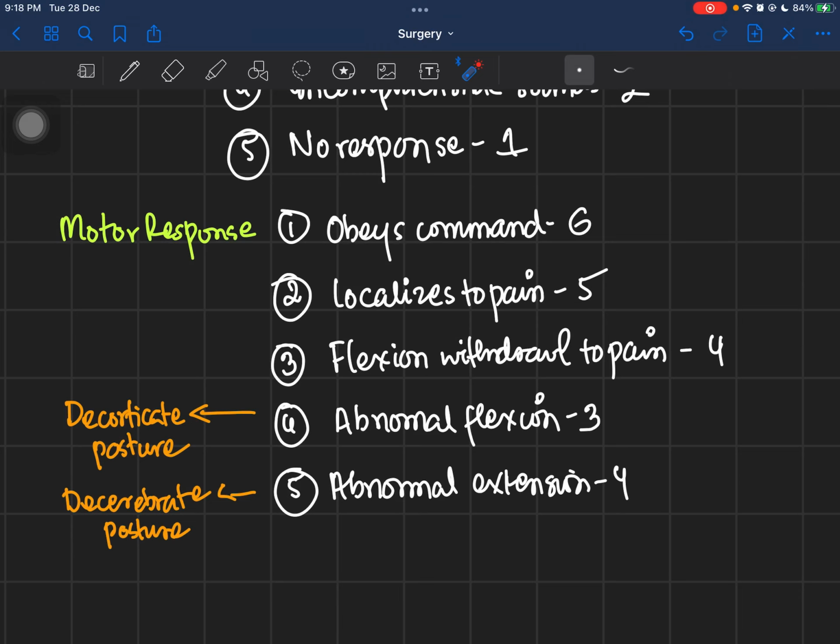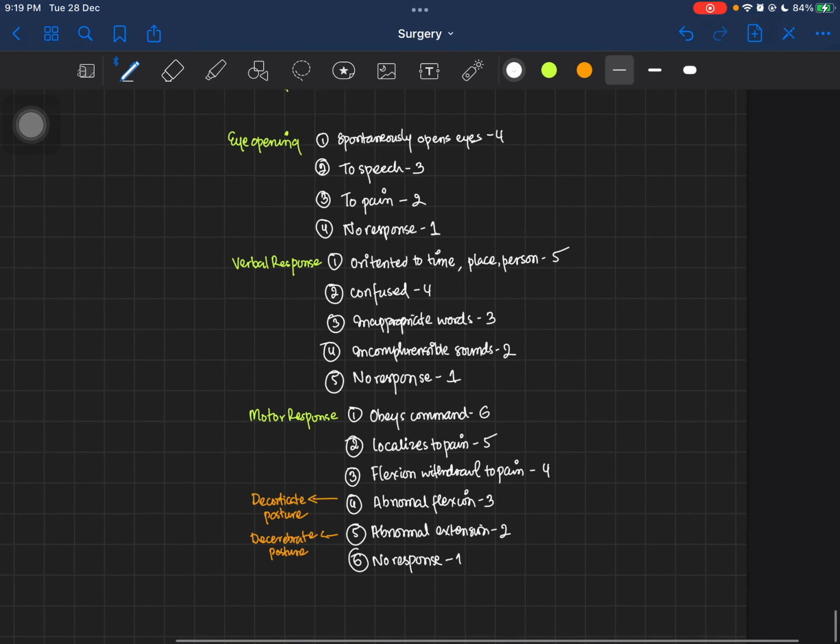Okay, so therefore it's known as an abnormal extension and an abnormal flexion. It's not a flexion that a normal person is doing to withdraw from the pain or to localize to the pain or to push the painful stimulus away. It's not that. The person is in an abnormally flexed position. It's not a functional, it's not, let's say, a productive movement. Okay, so the person is in a state of abnormal flexion, you give a score of 3. If the person is in a state of abnormal extension, you give a score of 2. Finally, if there is no response at all, you give a score of 1.